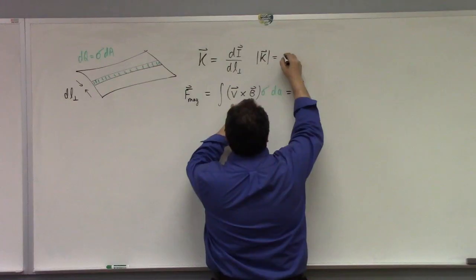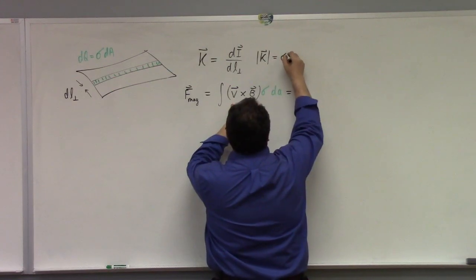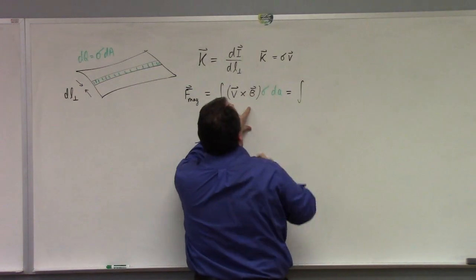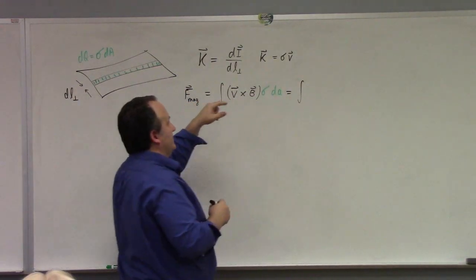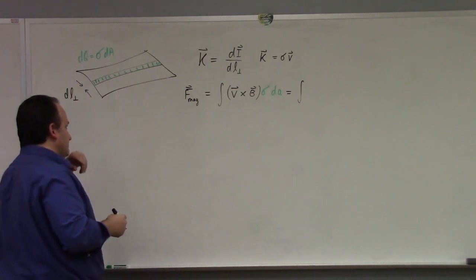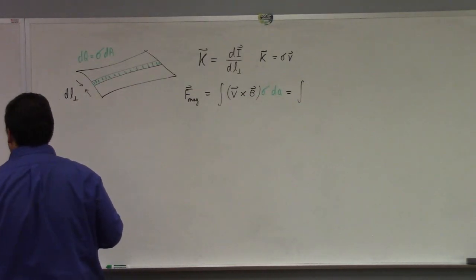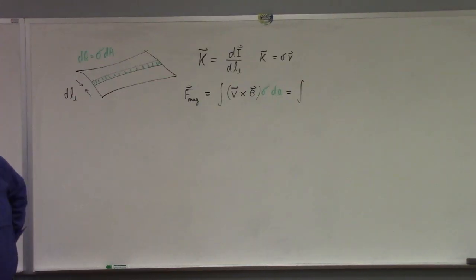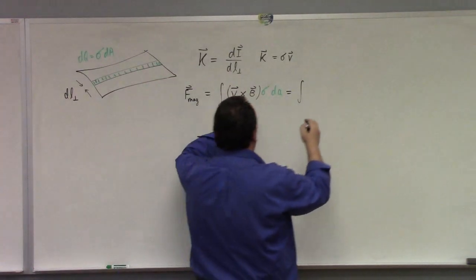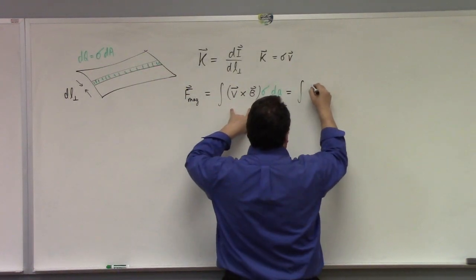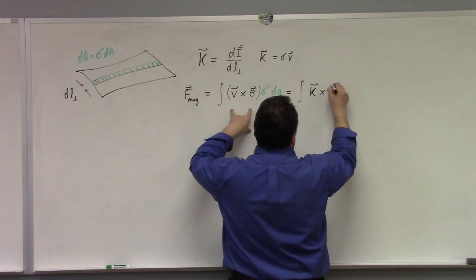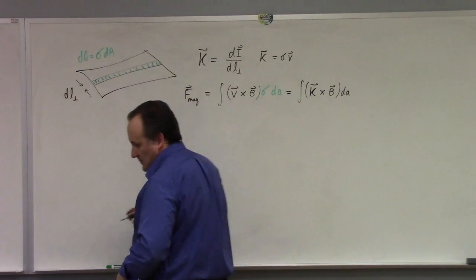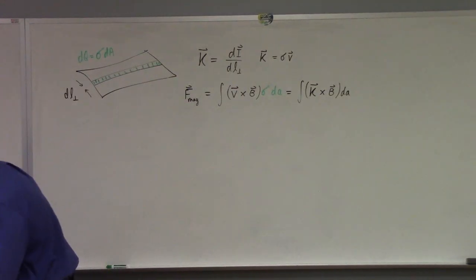It should just be like sigma V, right? In fact, I think we could just say this, right? Anyway, so this can also be written as the integral of just K cross B, all right? And we integrate that over the area, that gives us the force.